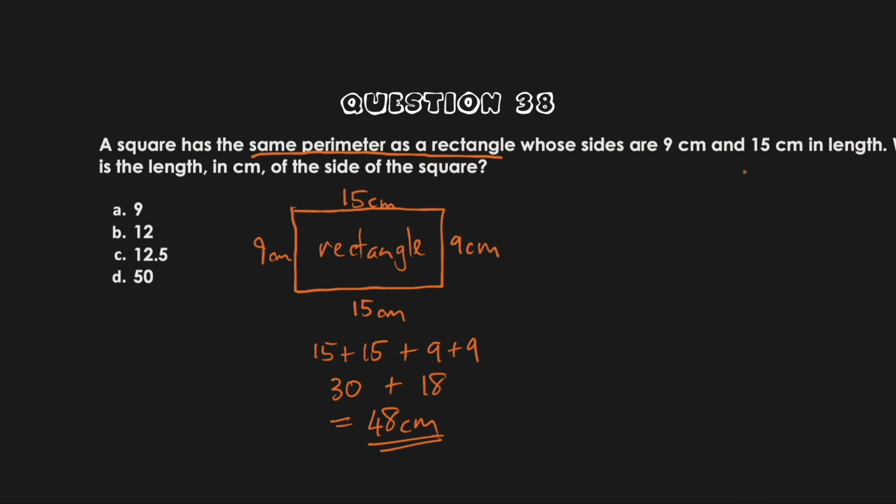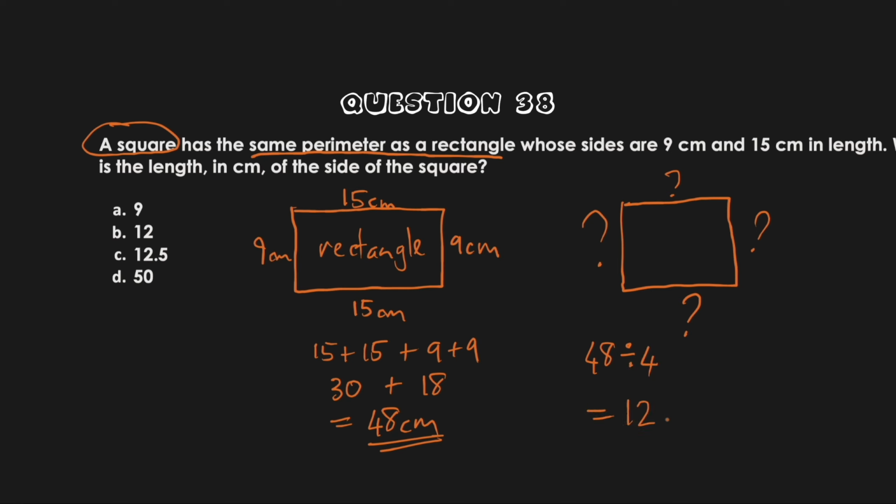Now they're saying that it has the same perimeter as a square. So what do we know about squares? Squares, all sides are equal. So if all sides are equal, we are saying that this 48 centimeters has to be spread equally around this square. So since we have 4 sides, that means one side must be 48 divided by 4. What's 48 divided by 4? 12 centimeters. So that means each side here is 12 centimeters. So if you add these back up, you will get 48. So therefore, our answer for this is 12.